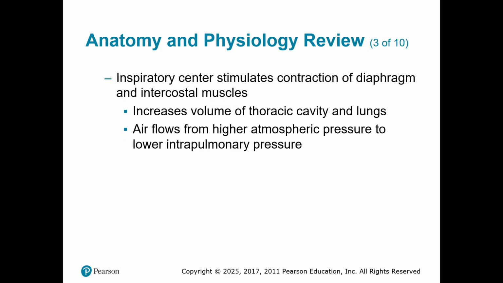So with increased volumes of the thoracic cavity and lungs, air flows from the higher atmospheric pressure to lower intrapulmonary pressure, because what you have to remember is when that pressure drops, that causes that vacuum effect that allows that air and oxygen to actually reach the alveoli. It's that difference in pressure, from like 760 to 758.